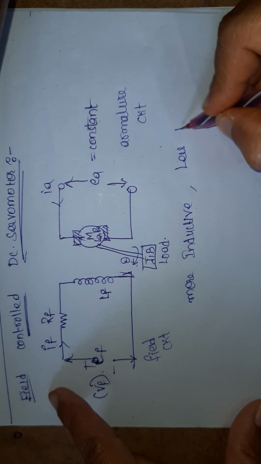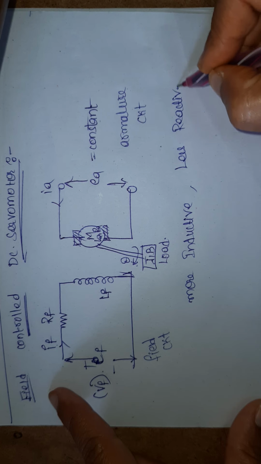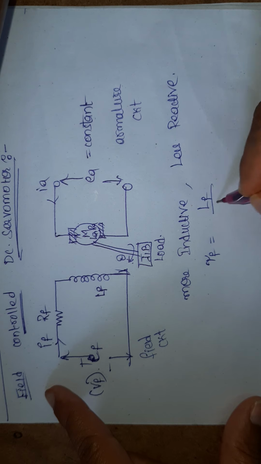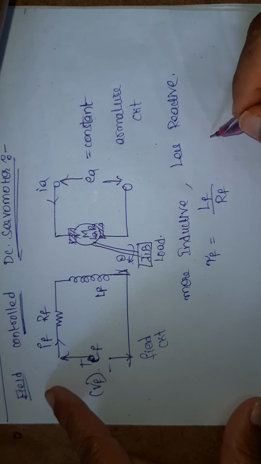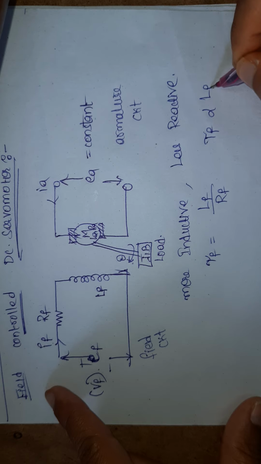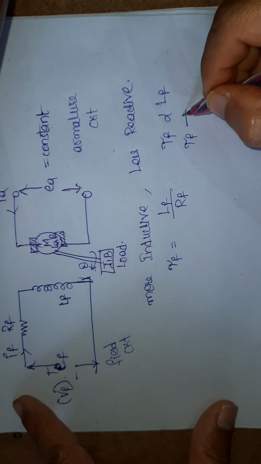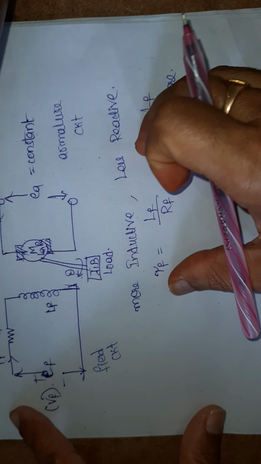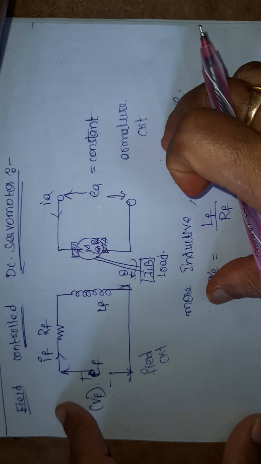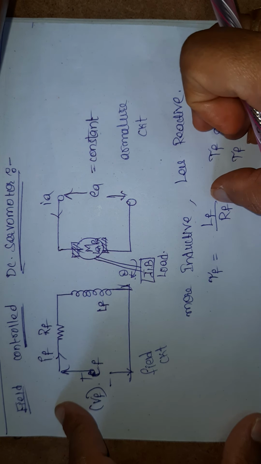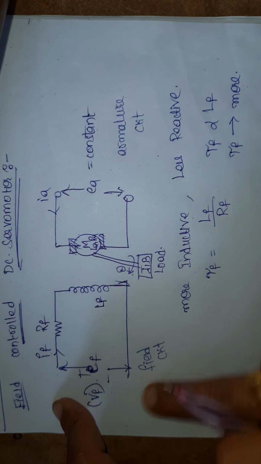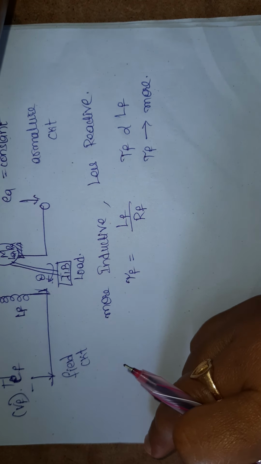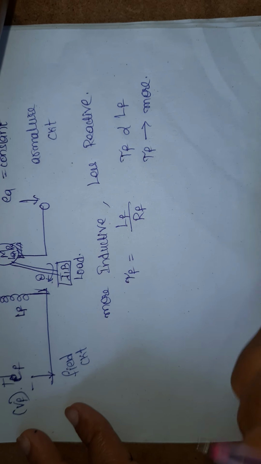More inductive, less reactive. So now the time constant for field control is LF by RF. So tau f is directly proportional to LF. So tau f is more, meaning the dynamic response is very slow. The field control DC servo motor is less sensitive to changes in the signal compared to the armature controlled one. Okay, now I am going to derive the transfer function for the field control DC servo motor.